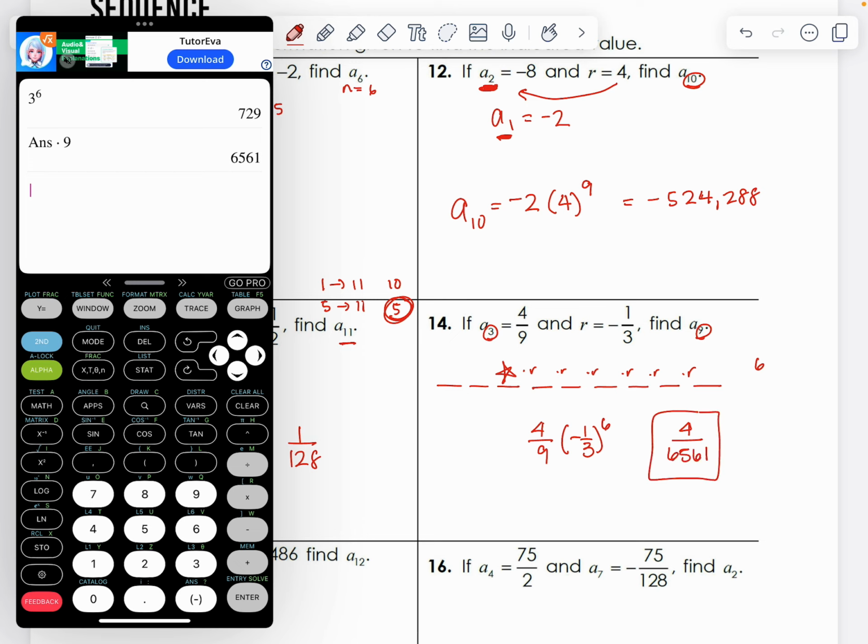Oh, and it's positive, right? Because this would have been positive, this one would be negative, positive, negative, positive, negative, positive. Yep, so we're at positive. There we go. Alrighty, next one.